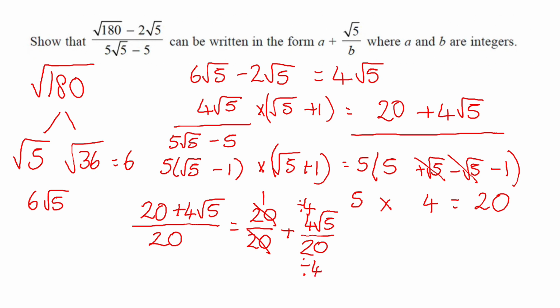Now if I do that, I'm going to rewrite out my simplified expression. So I've got 1 here plus 4 divided by 4, which is just 1. So I've got root 5, and then 20 divided by 4 is 5. So A is 1 and B is 5. And that is your final answer.